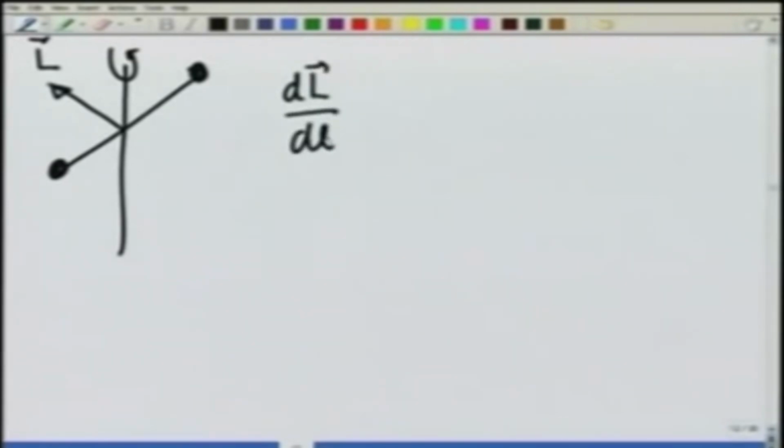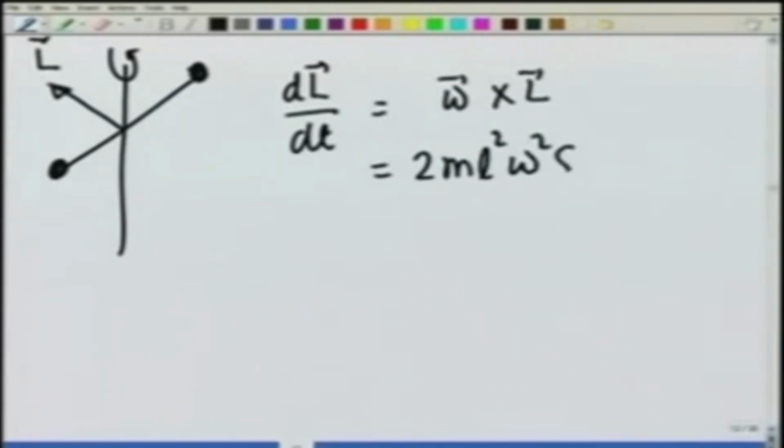So, let me write it explicitly. What we got in this rod, if it is rotating like this, this is L, and therefore dL dt, which was omega cross L, came out to be 2 m L square omega square sin theta cosine theta k.